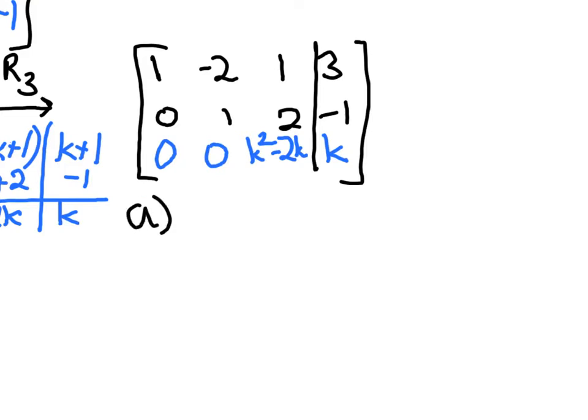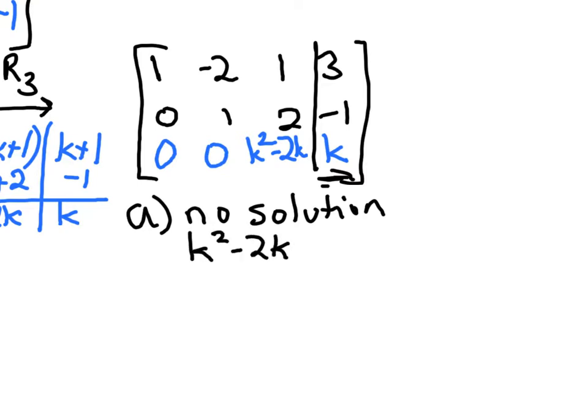Okay, now that we've got the reduced form, the question in problem 3 asks, first, find the values of k for which this system has no solution. So a system has no solution when you have a pivot in the constant column. So if we had a pivot way over here. Remember, a pivot is the first non-zero entry in each row. So there's no solution if k squared minus 2k is 0, so that we can have the pivot in that last column. So we need that to be 0, and we need k to not equal 0, because the pivot is always a non-zero entry.